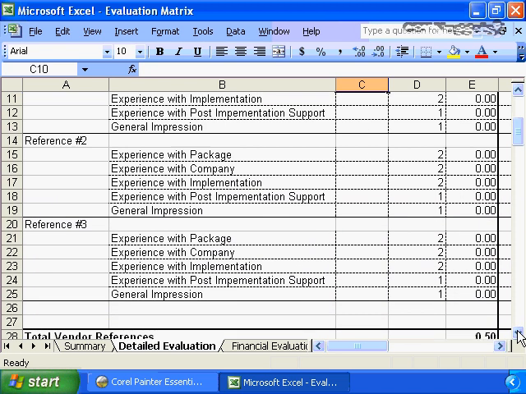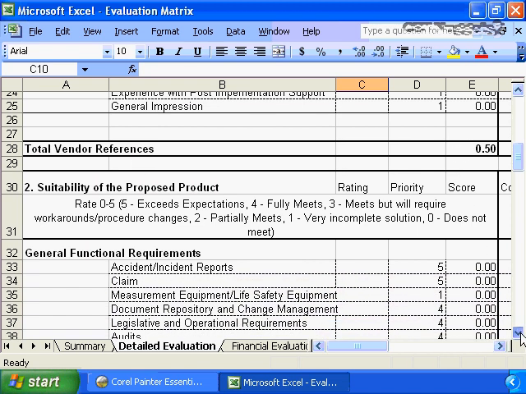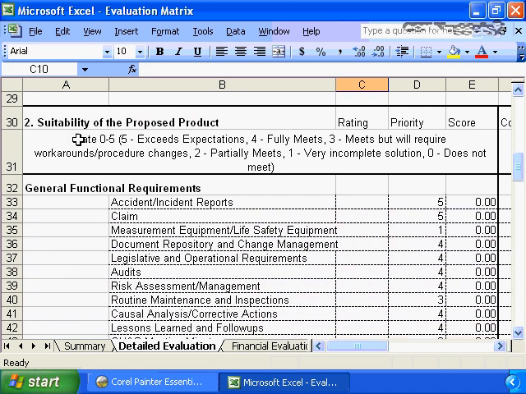If we move down in our evaluation form, here we're ranking it down, we're giving it based on the overall rank that we want references to be in the total project evaluation or proposal evaluation process. Now we're coming down for suitability of proposed product. Again, we have our ranking scale, 0 through 5. 5 exceeds expectations, 4 fully meets, 3 meets but will require workarounds or procedural changes, 2 partially meets, 1 is a very incomplete solution, and 0 does not meet at all.